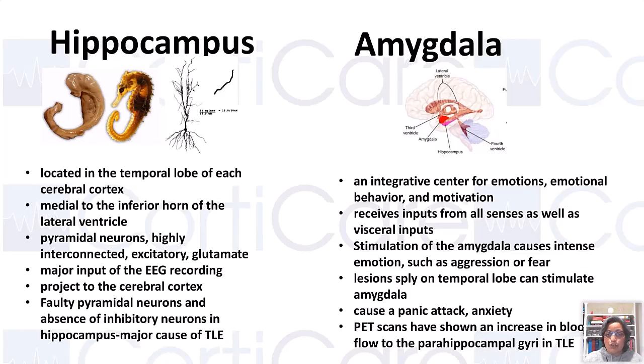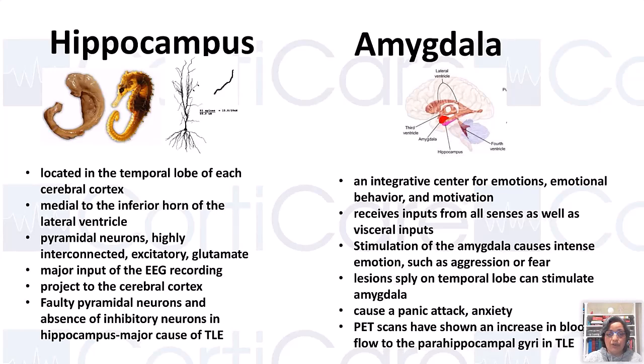If there is damage to the temporal lobe, any lesion in the temporal lobe stimulates the amygdala. Stimulation of the amygdala causes intense emotional responses like aggression and fear. And we all know those are some of the auras people have when they have temporal lobe seizures or temporal lobe epilepsies.